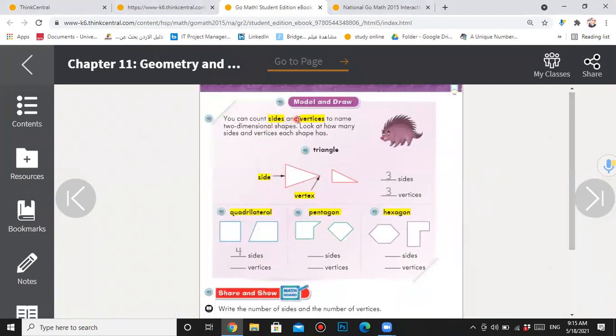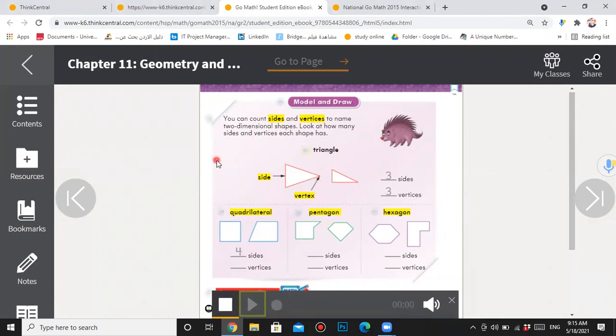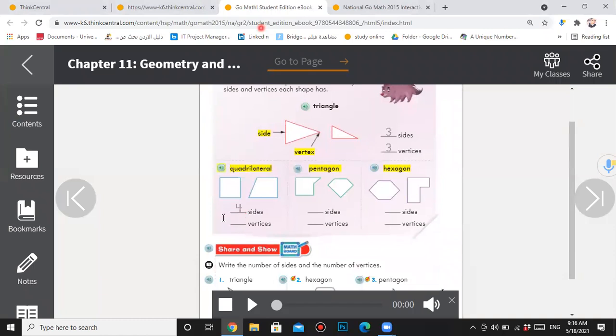Again, you can count sides and vertices to name 2-dimensional shapes. Look how many sides and vertices each shape has. The first shape is a triangle. 3 sides, 3 vertices. As I said before, there's tri and angle. A triangle has 3 sides and 3 vertices. Let's see the second shape. Quadrilateral. 4 sides, you can count 1, 2, 3, 4, and 4 vertices.